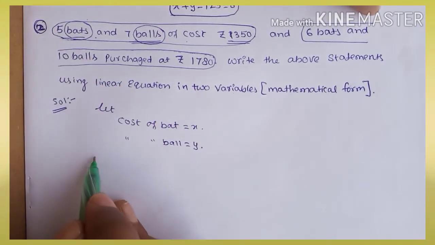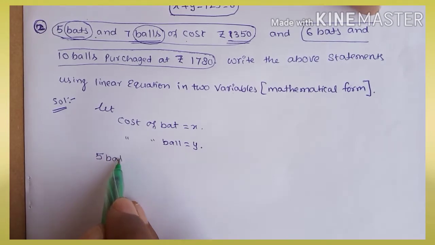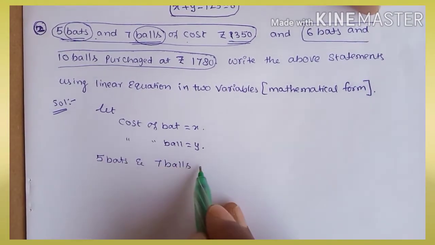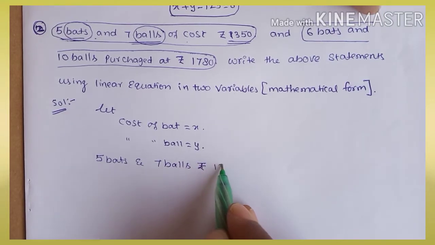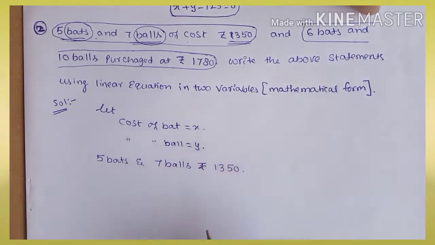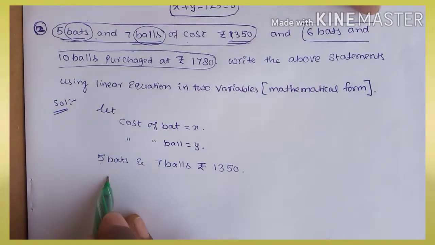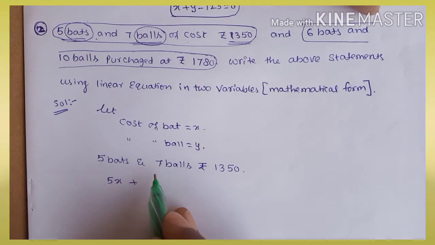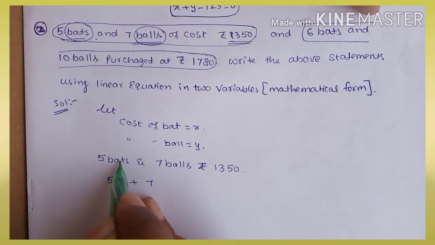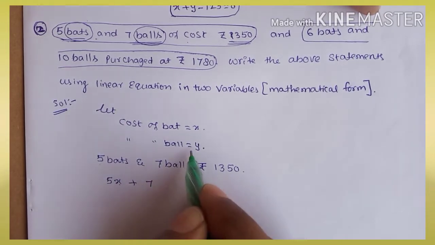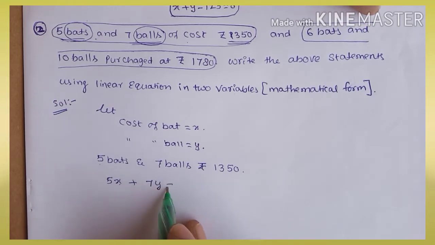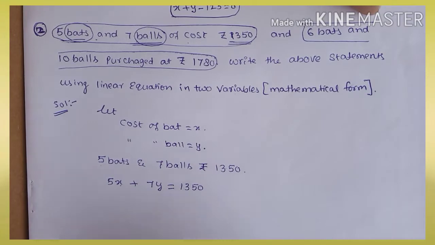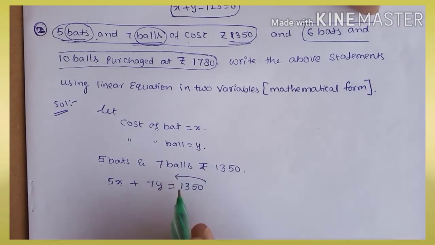In the first case, they purchased how many bats? 5 bats. And how many balls? 7 balls, of rupees how much? 1350. So 5 into bat cost x, that is 5x, plus 7 into ball cost y, that is 7y, equal to total cost 1350. You may stop here or you can transpose.